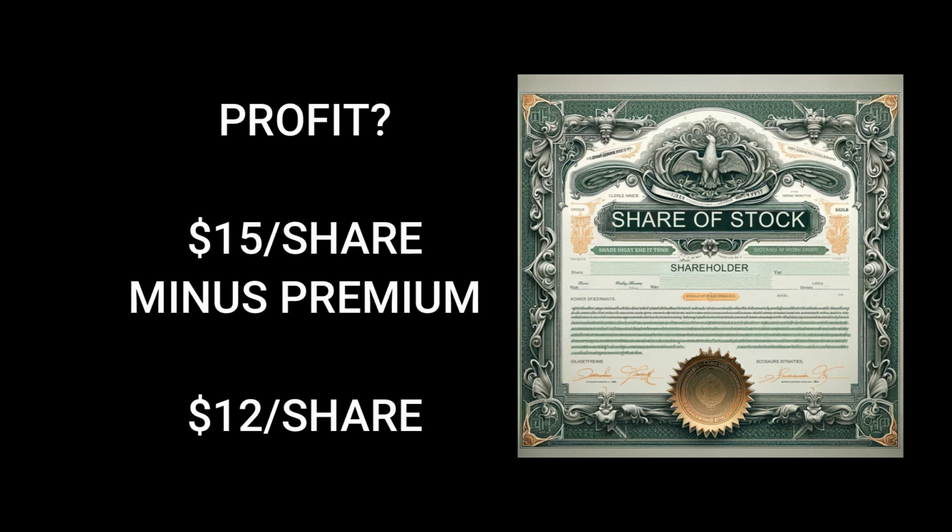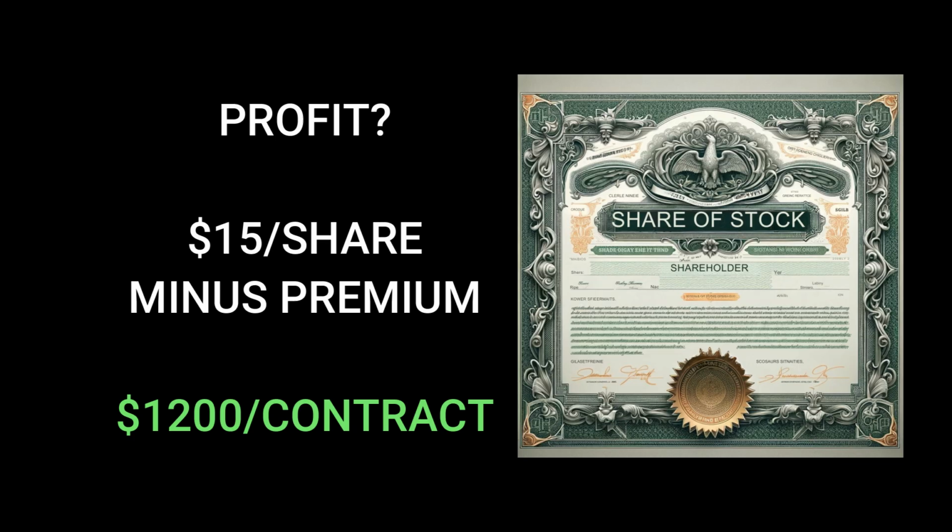We're going to subtract the $3 in premium. So that's $12 per share profit minus any additional costs. But remember, each contract is 100 shares, so it's $1,200. So why would options trading be better than stocks?